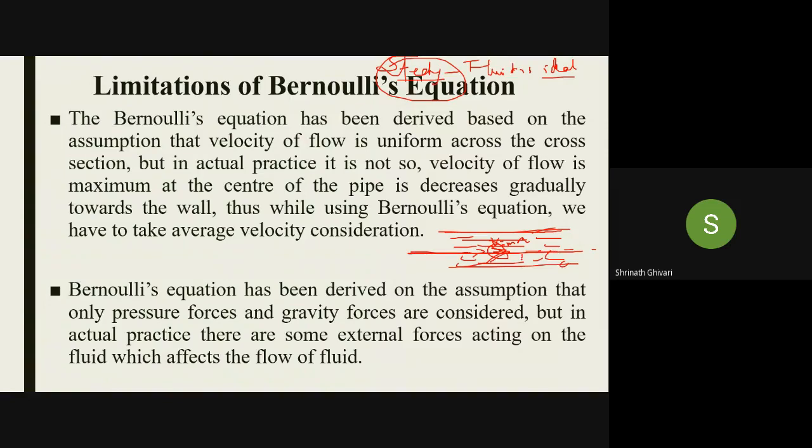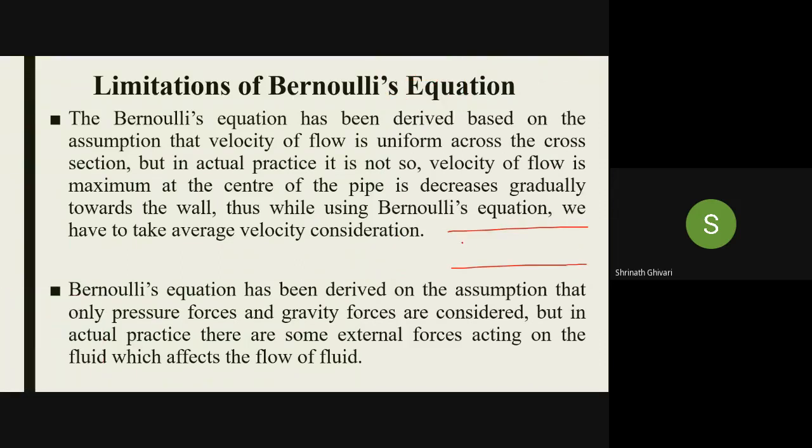As we go towards the wall, the velocity goes on decreasing. Near the pipe surface, the fluid velocity is zero. I have told you some examples of this. At the surface the velocity is zero, but at the center of the pipe it is maximum. So we'll see like this here.